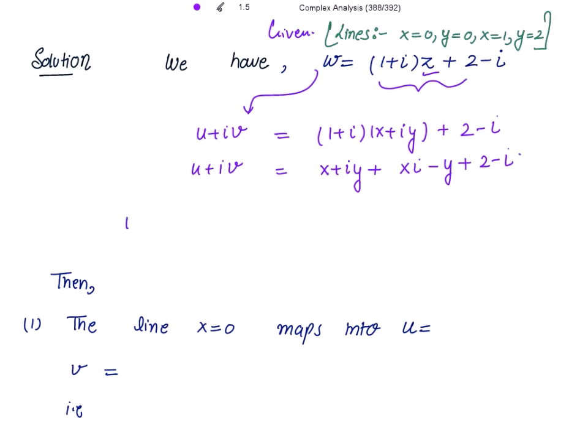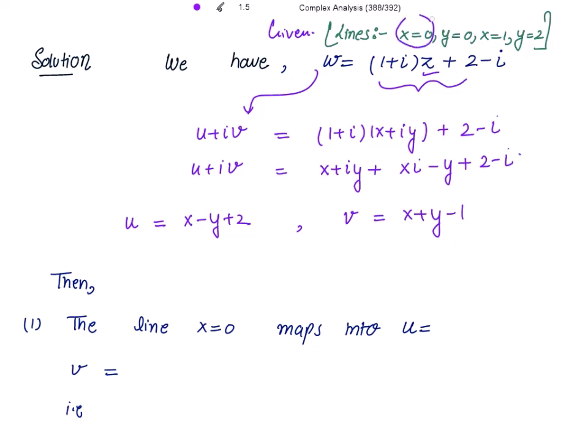And now comparing the real and imaginary parts, the real part will be x minus y plus 2. So u is x - y + 2, and the imaginary part v will be equal to y + x - 1, or x + y - 1. Is it okay? Fine. Alright. Then what is the first line given to us?